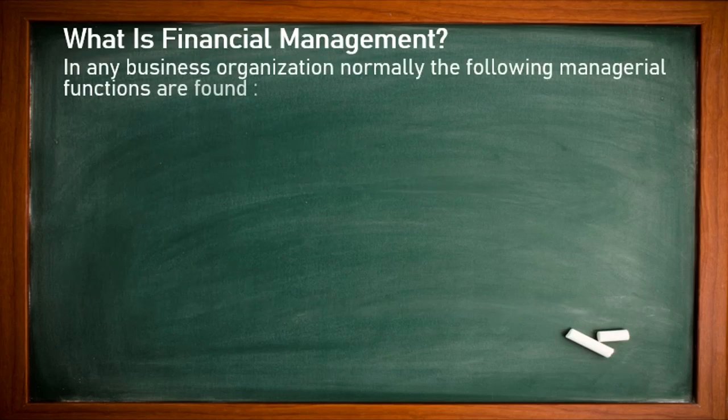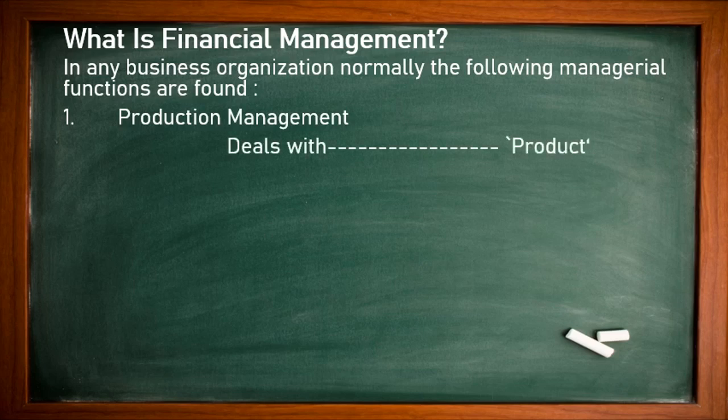What is financial management? In any business organization, normally the following managerial functions are found. Production management. Production management is dealing with the product. Product means product quality, product features. They should be managed, and when the production department is producing the product, they should consider that the same quality and features they produce are what the market needs and demands, or what customers need and demand.